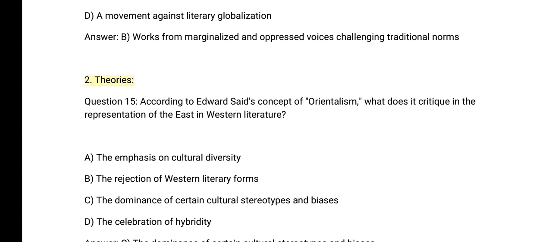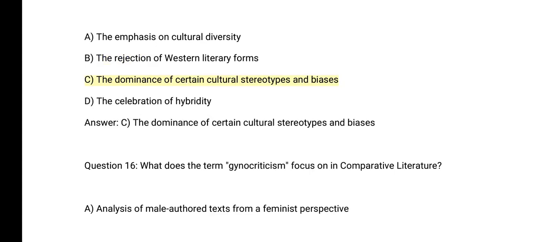2. Theories. Question 15. According to Edward Said's concept of Orientalism, what does it critique in the representation of the East in Western literature? A. The emphasis on cultural diversity. B. The rejection of Western literary forms. C. The dominance of certain cultural stereotypes and biases. D. The celebration of hybridity. Answer. C. The dominance of certain cultural stereotypes and biases.